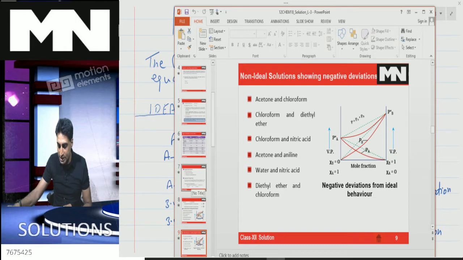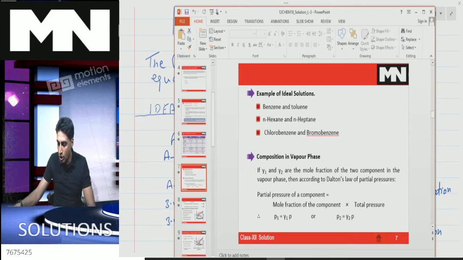Well, here in this case, I would like to show you some examples of ideal solution. For ideal solution, you can see it can be a solution of benzene and toluene, n-hexane and heptane, chlorobenzene and bromobenzene.